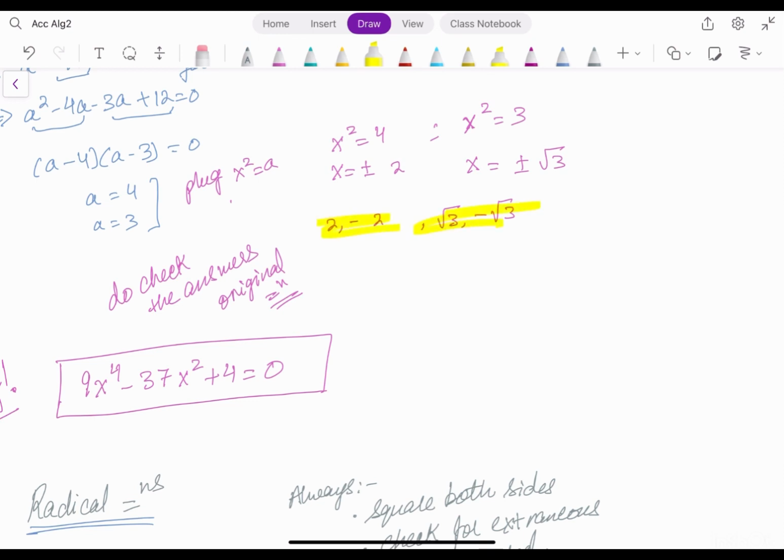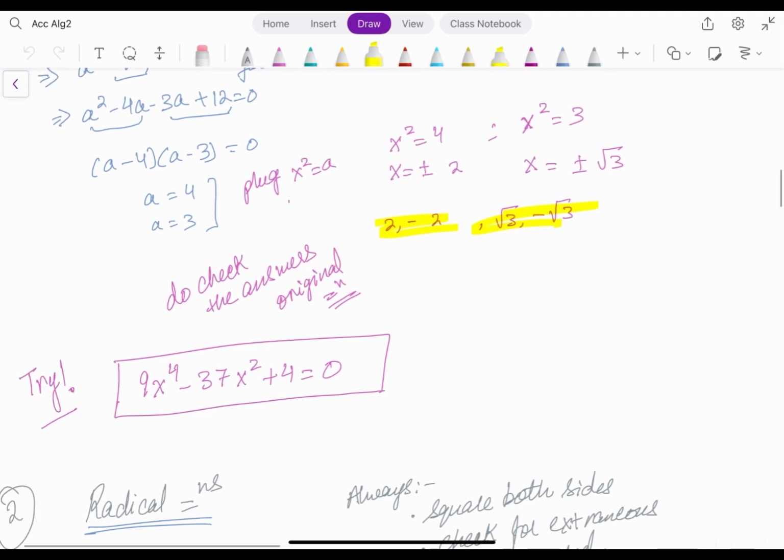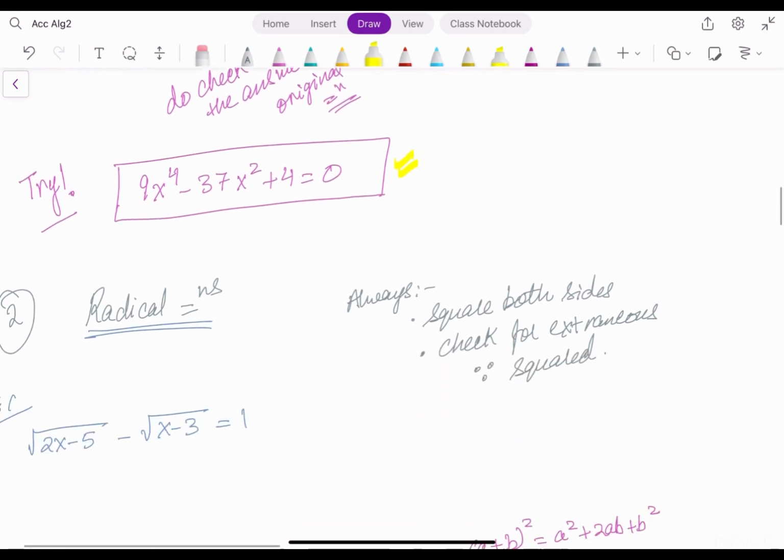And make sure you check your answer one by one by plugging it in the calculator. Do try this question on your own. Just follow the same steps that we did.